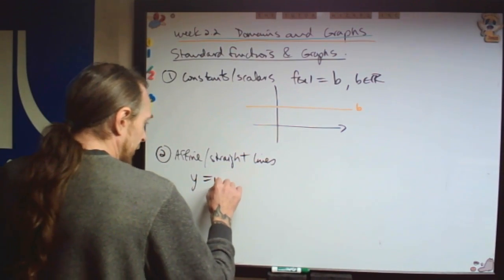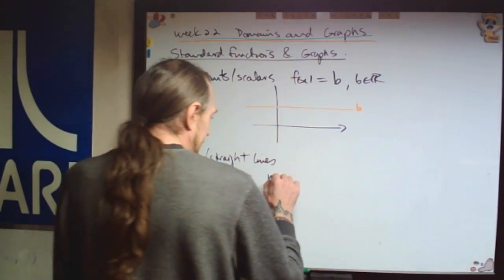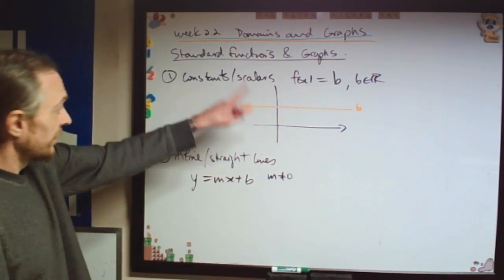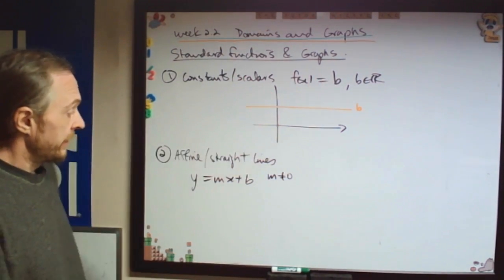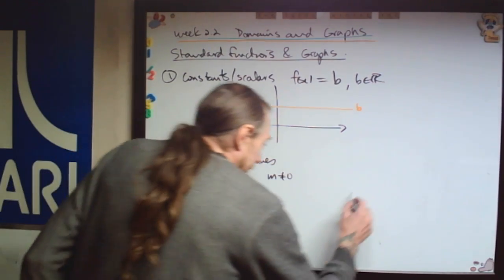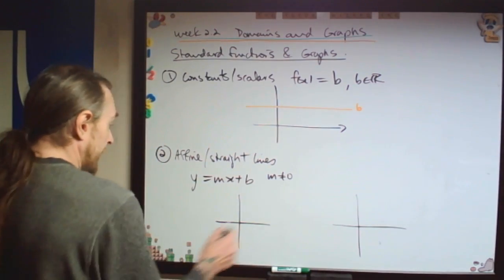This will be y equals mx plus b. So m is not 0. If m was 0, it would be this case. There's going to be two cases, therefore. m can be positive or m can be negative.